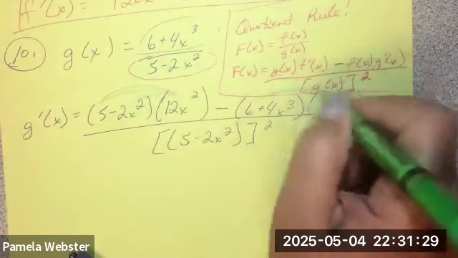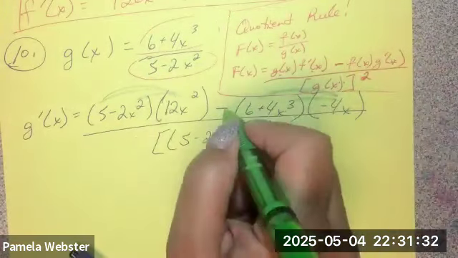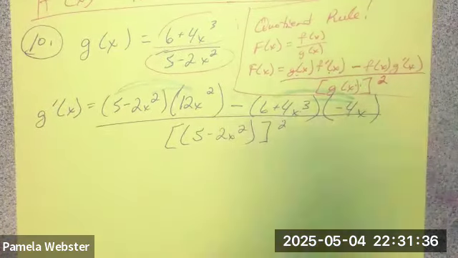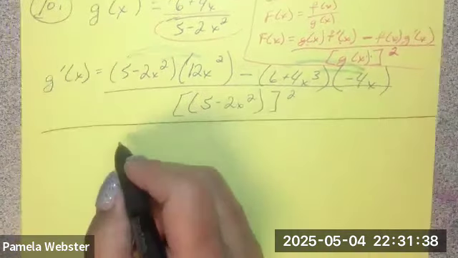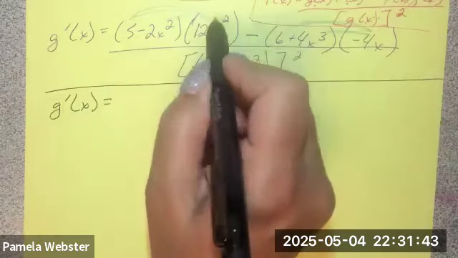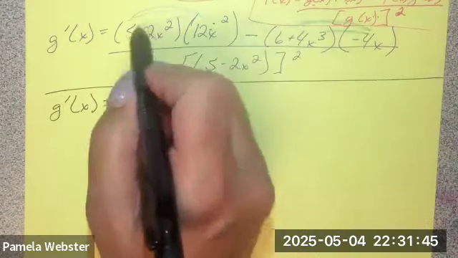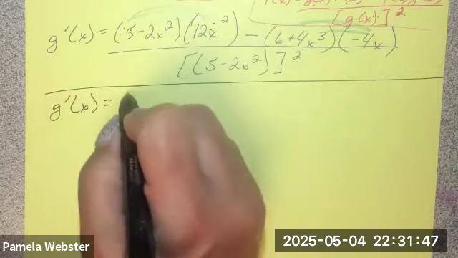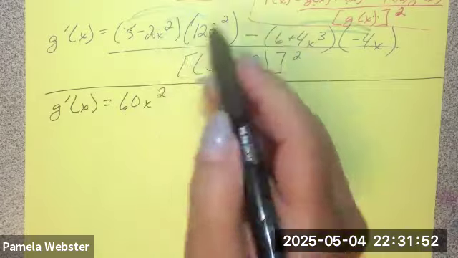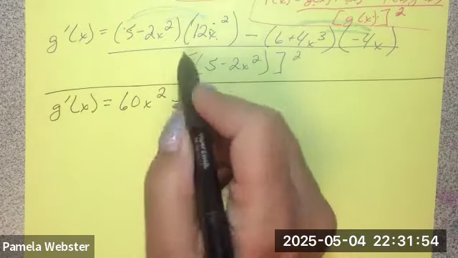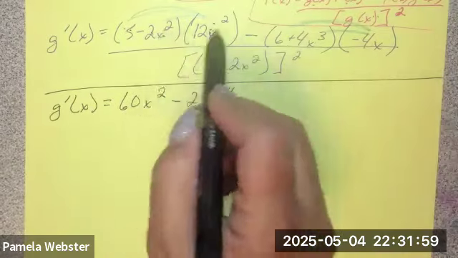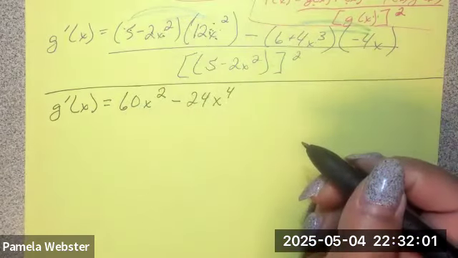Distribute this guy. Distribute this guy. Don't forget the minus sign out in front. He's going to play a part here. So let's make sure we give him his due diligence. G prime of x equals, distribute this, 12x squared times 5. 12 times 5 is 60x squared. 12 times negative 2 is minus 24. X squared times x squared is x to the 4th. Okay, notice that those exponents got really big again.